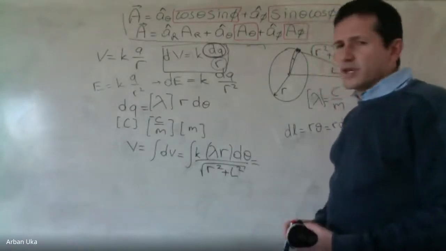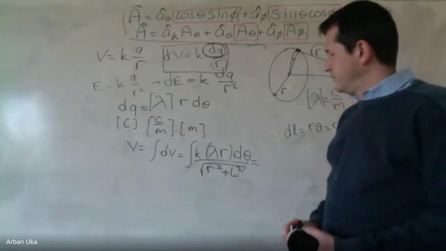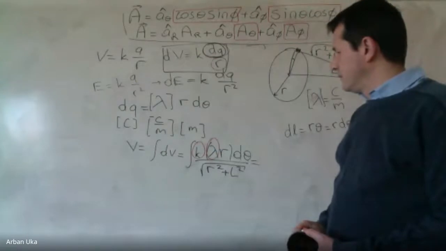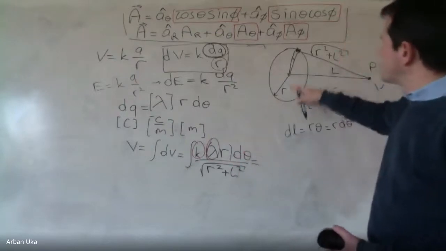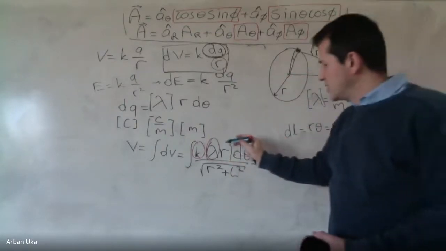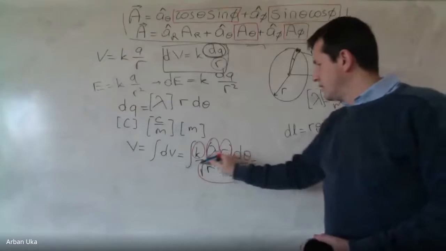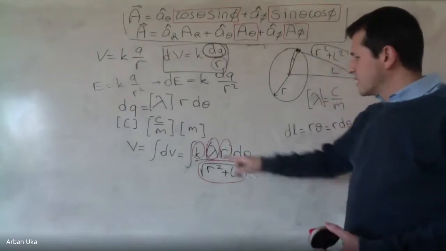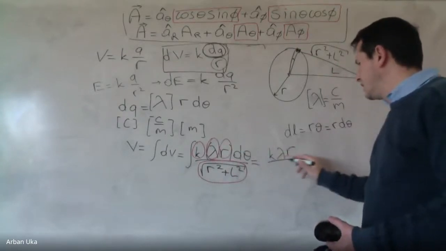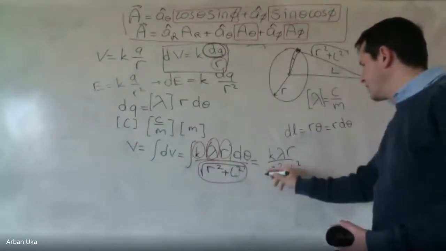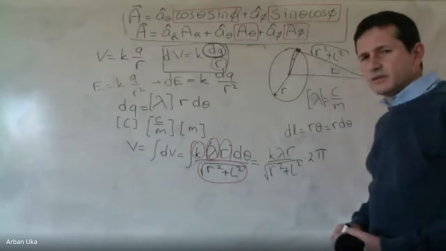Can you help me here? Lambda, yes. And r is also a constant because it's the radius of this ring, and we are not changing it, right? So this is also a constant. And the d theta? You're right. So it looks like all of these are constants. We can take these out of the integral, so we are left here with k lambda r over the square root of r squared plus l squared, times 2 pi. That's it. Okay. You are right.